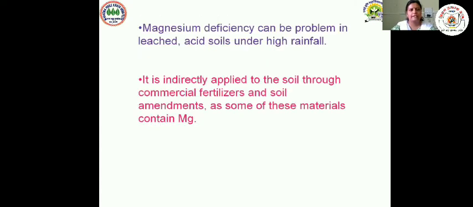Next is the secondary element magnesium. Magnesium deficiency can be a problem in leached acid soils under high rainfall areas. It is applied to the soil indirectly through commercial fertilizers, and soil amendments add some of this material containing magnesium.